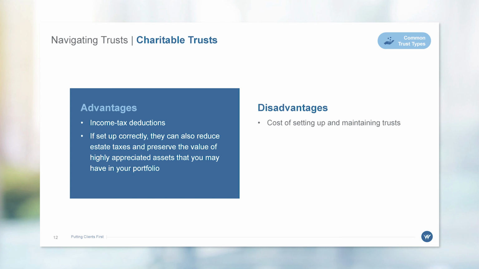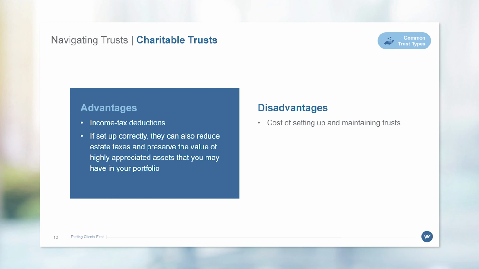So, advantages of charitable trusts: if you set them up correctly, they can reduce estate taxes and preserve the value of highly appreciated assets that are used to fund these trusts. With income tax deductions, the grantor would obviously receive an immediate income tax deduction for the portion of the contributed assets that will eventually go to charity. Estate tax reduction: transferring assets to a charitable trust excludes them from the grantor's taxable estate upon his or her eventual death.